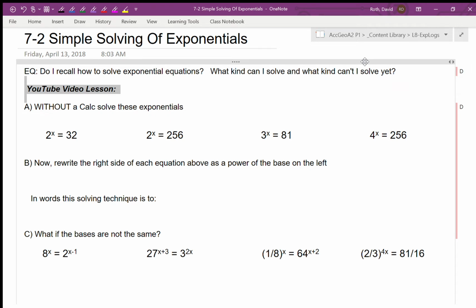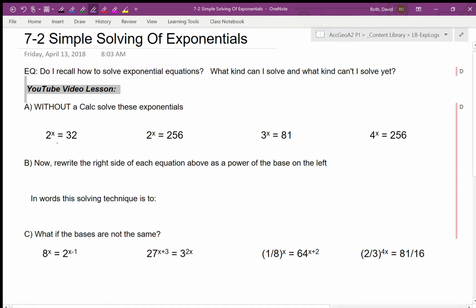I hope so. Okay, simple solving. Hopefully you can look at A here and say, okay, fine, 2 to what power is 32? Oh, I know my base is a 2, because computers are all based on binary, so x should be equal to 5. Okay, fine. Hit pause and see if you can come up with the answers for the rest of these.